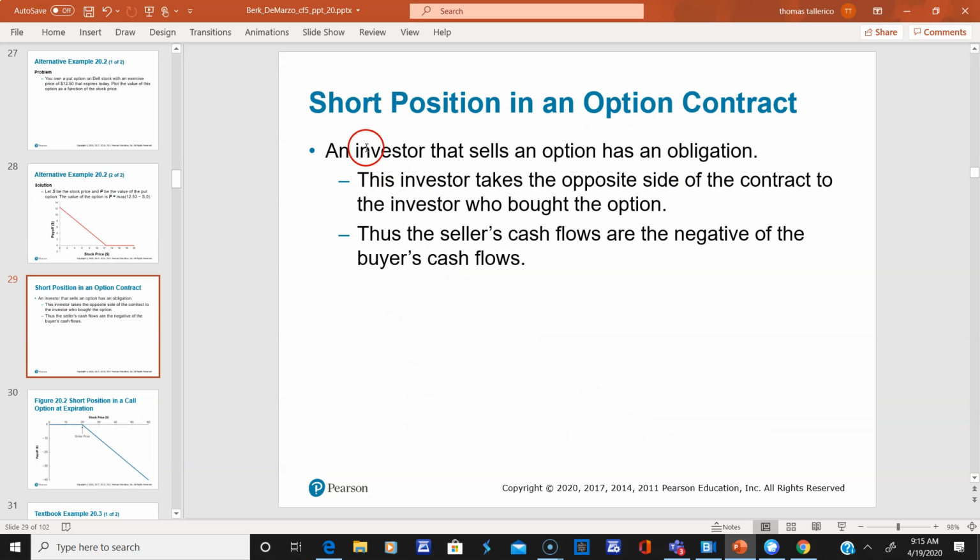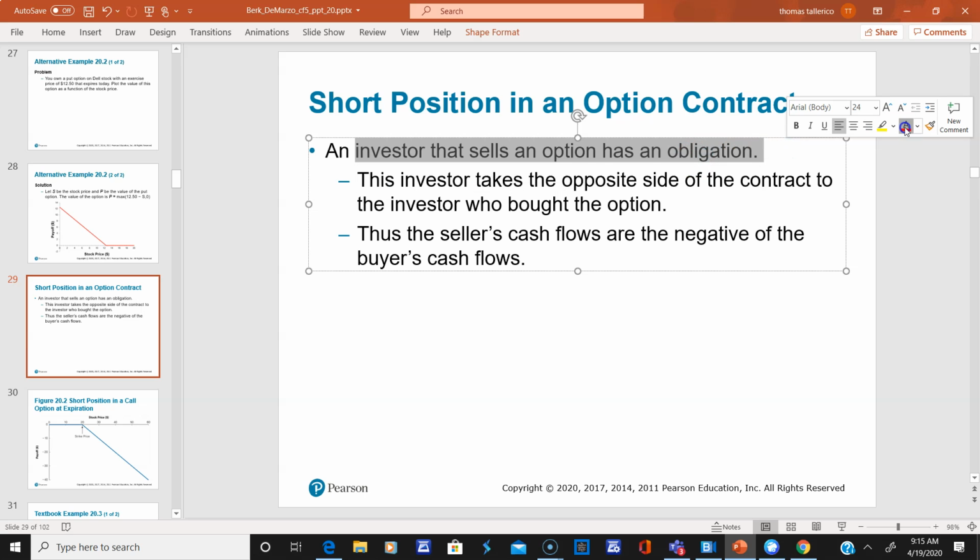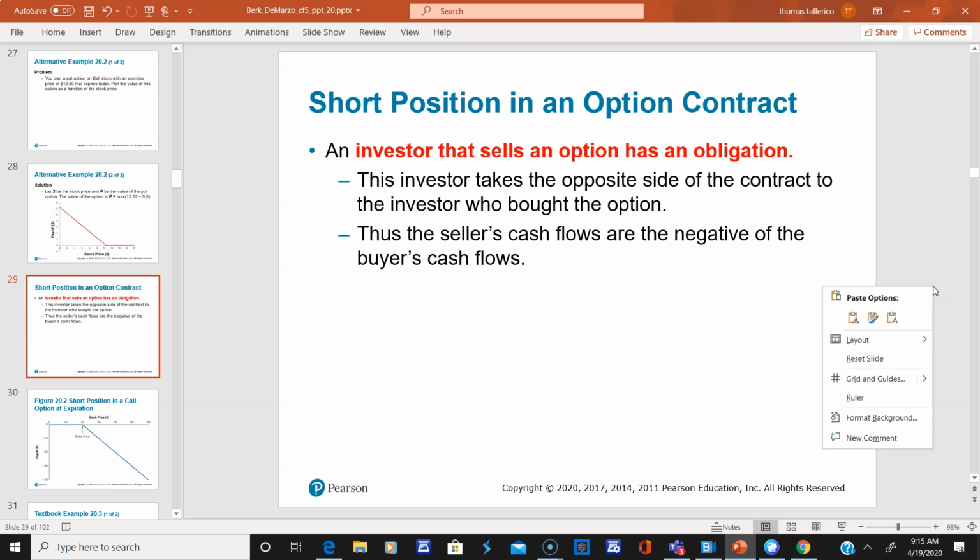All right, so an investor that sells an option has an obligation. This is the writer, right? The writer is totally obligated. If you decide to exercise your option, he has no choice but to come up with that stock. If he doesn't own it, he's got to buy it. And the reason he wrote it was he collected premiums, right? So his cash flows are the negative of yours. So it's a zero-sum game, so to speak, all right? So this is a zero-sum game.